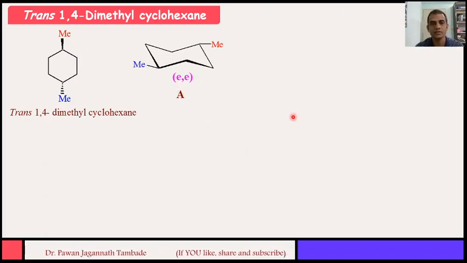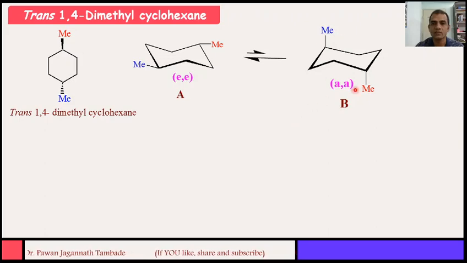When this ring flips, we will get this structure where these two methyl groups are at axial positions because of ring flipping, and this is the AA conformation of trans 1,4-dimethyl cyclohexane. Now we will see the relative stability of structures A and B.